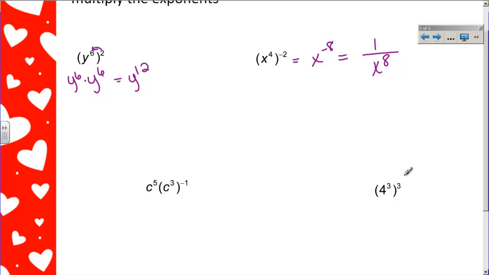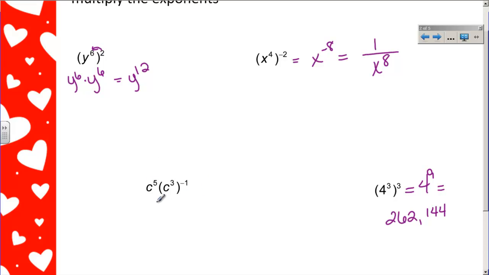I have 4 to the third power. We're going to multiply exponents first. So 3 times 3 is 9, so this becomes 4 to the 9th power. Well, I can't leave it like this. I have to actually go multiply it out and find out that 4 to the 9th power is actually 262,144. They are the same thing, but if you want it in simplified form, you actually have to tell me what 4 to the 9th equals.